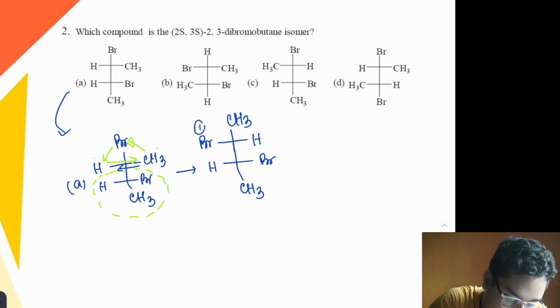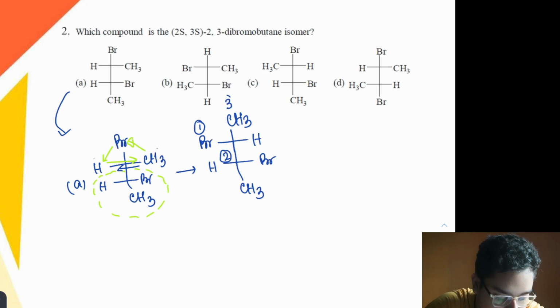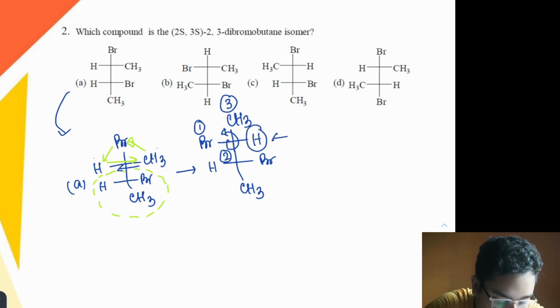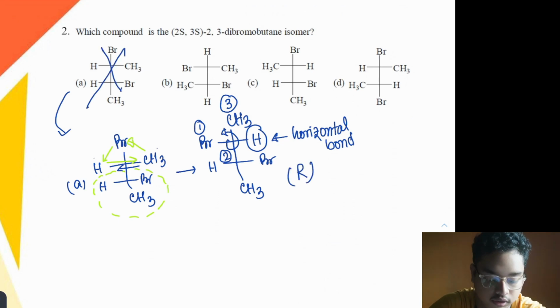First priority will be bromine. Now, second priority will be this particular big group, because in this particular big group, the carbon contains a bromine, CH3 and hydrogen, and this will be the third. So the rotation of 1, 2, 3 is anti-clockwise, but the H, the fourth priority group, is present in the horizontal bond. Hence, this particular is R. That means one option is wrong.